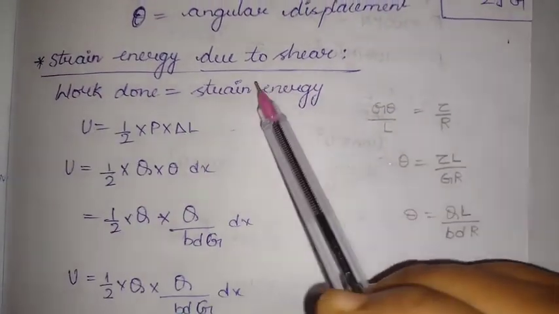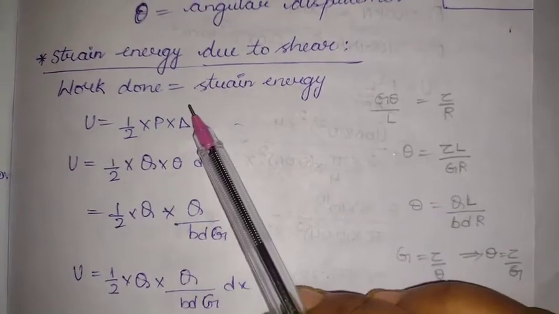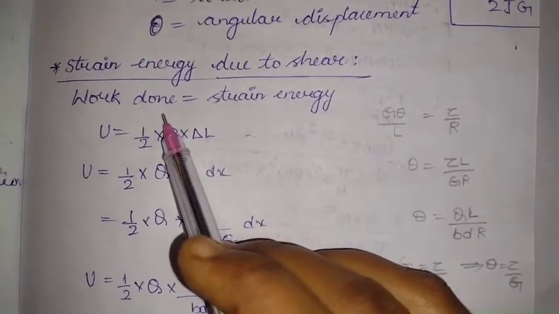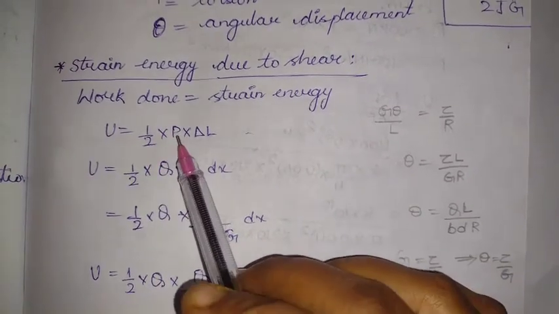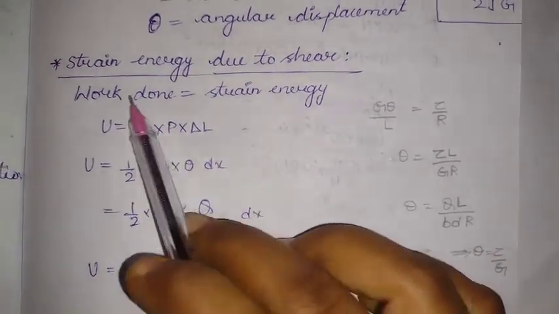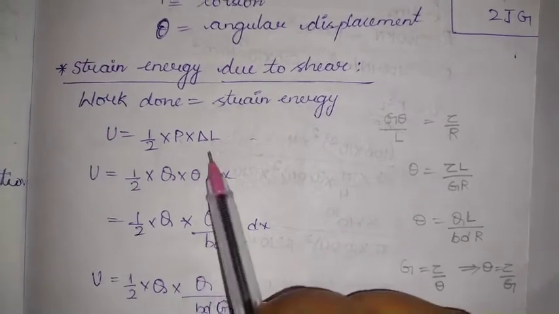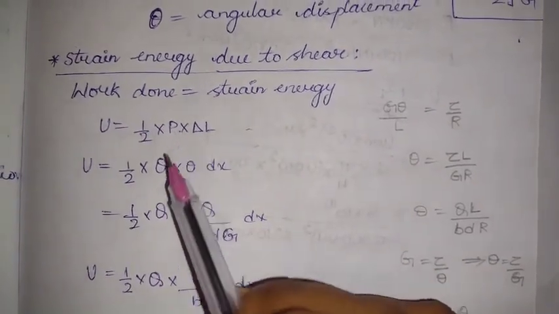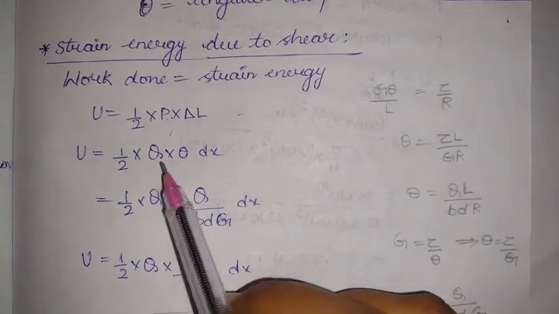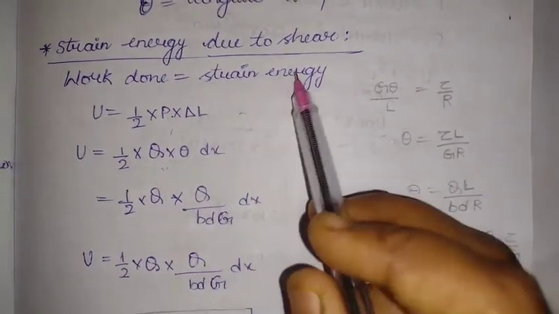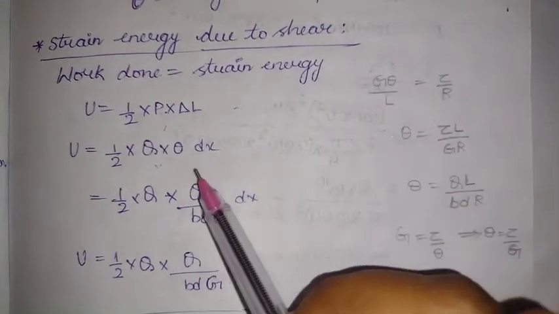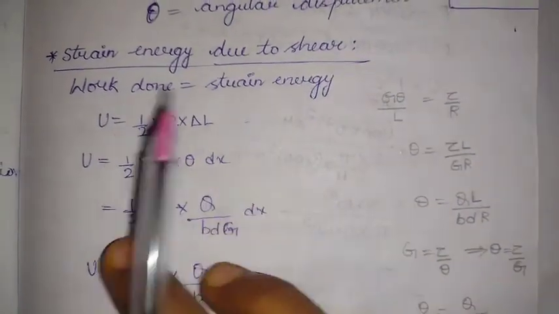Next, coming to the third derivation, that is strain energy due to shear. We know the work done is equal to strain energy, and the work done, as we discussed, is half into load into displacement. Here P is the shear force we are applying. As this is a shearing action, we get the deformation as theta. So this is the equation.